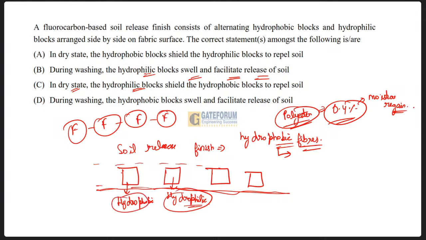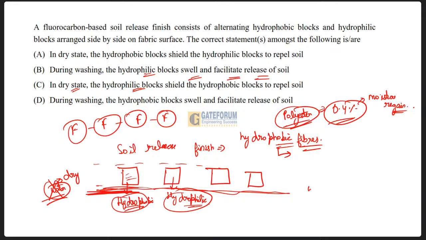So if I consider two states, one is the dry state. In the dry state, the hydrophobic block acts as a shield. If the fabric is dry, the hydrophobic blocks act as a shield. Why does it act as a shield? Because there is no water present. Water is absent in the dry state, so it acts as a shield.